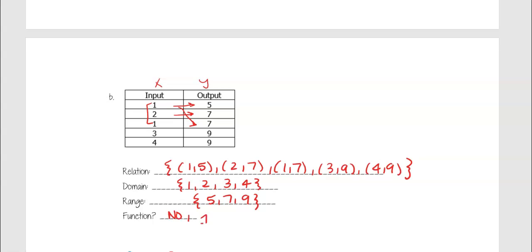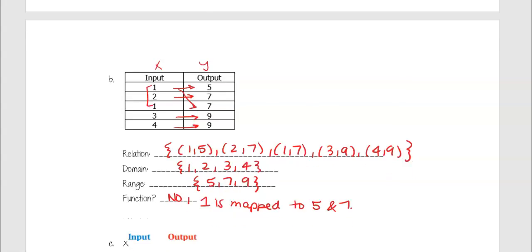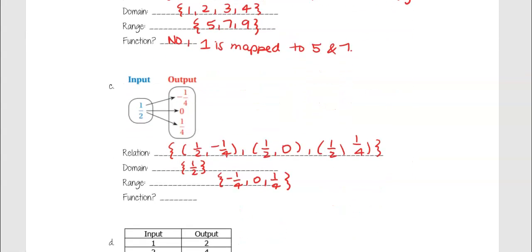No, 1 is mapped to 5 and 7. Mapped means goes to, or is paired with, another point, another y value. 1 is mapped to 5 and 7. We cannot have that. We can have this, that's fine. 3 can go to 9, 4 can go to 9, that's okay. The same x value just can't go to different y values. Let's check out this one.